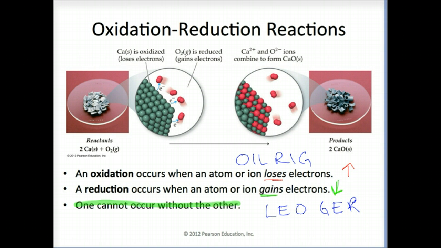The other thing to remember is that if I lose an electron, my oxidation number increases. It gets higher, it gets more positive. If I gain an electron, my oxidation number decreases. It's reduced. So come up with some kind of way that's going to let you remember that.